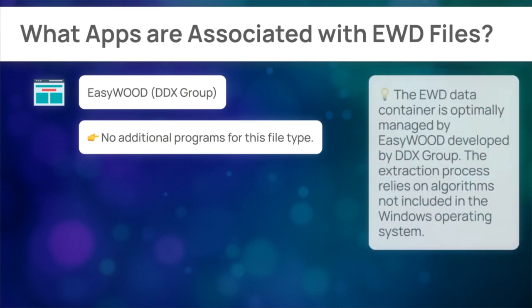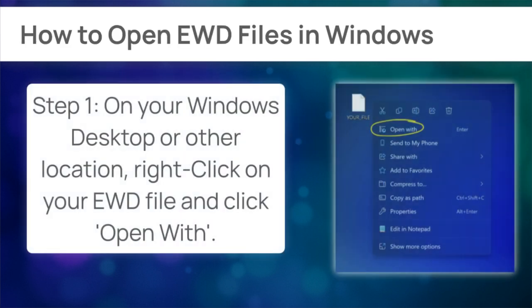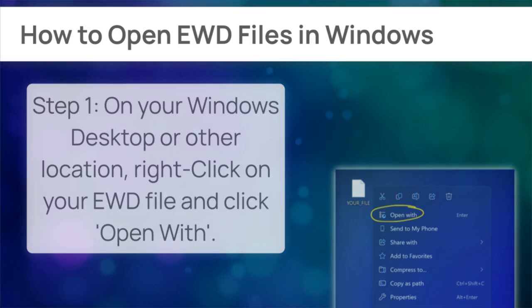The extraction process relies on algorithms not included in the Windows operating system. Windows won't display parametric or assembly data, so full access depends on dedicated modeling tools. The very first step is to check which program successfully reads the file's signature.